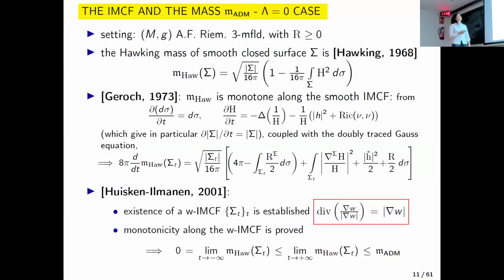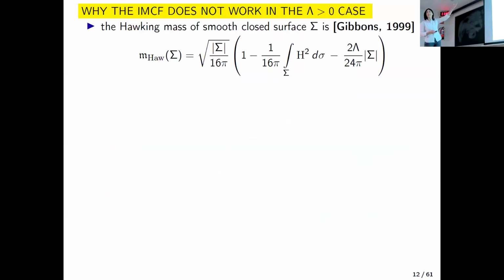I don't think I have to remind you about the inverse mean curvature flow, about the Hawking mass in this setting, about the Geroch computation, and how in the paper of Huisken-Ilmanen this was formalized. The concept of weak inverse mean curvature flow was introduced, and then the Riemannian Penrose inequality and also the positive mass theorem were proved. So let me say more about what we can say in the case lambda greater than 0 if we try with the same objects.